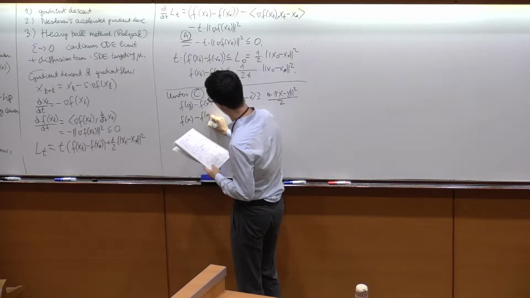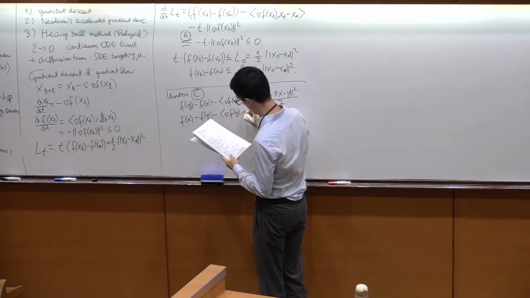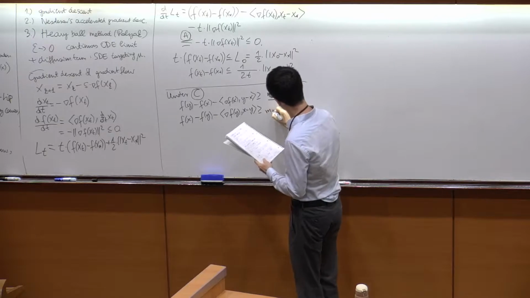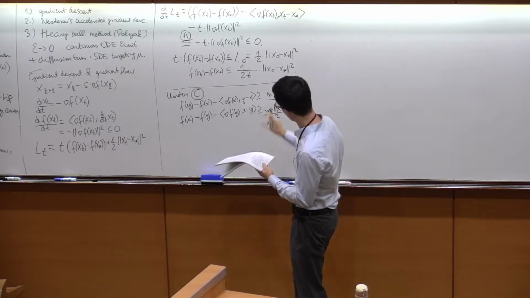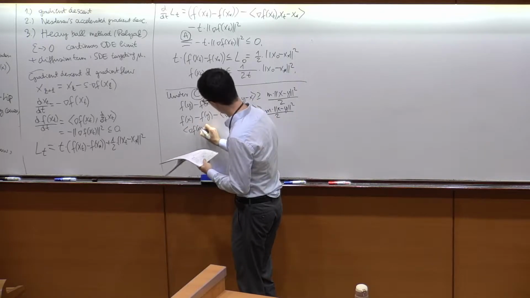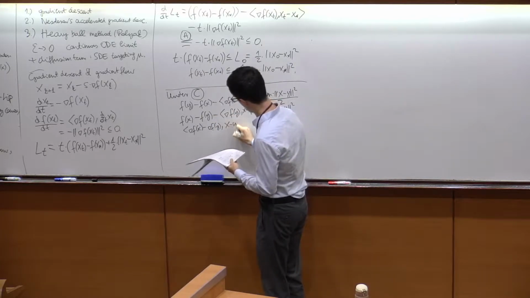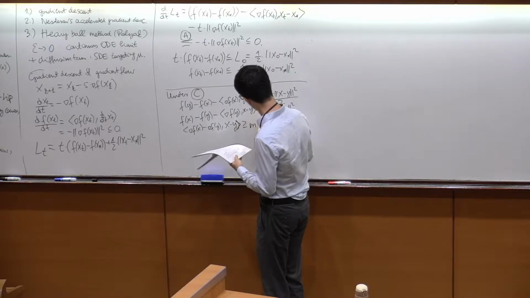∇f(x) − ∇f(y), x − y is greater than or equal to m times ‖x − y‖² over 2. So if you sum them up, you will get that ⟨∇f(x) − ∇f(y), x − y⟩ is greater than or equal to m times ‖x − y‖².